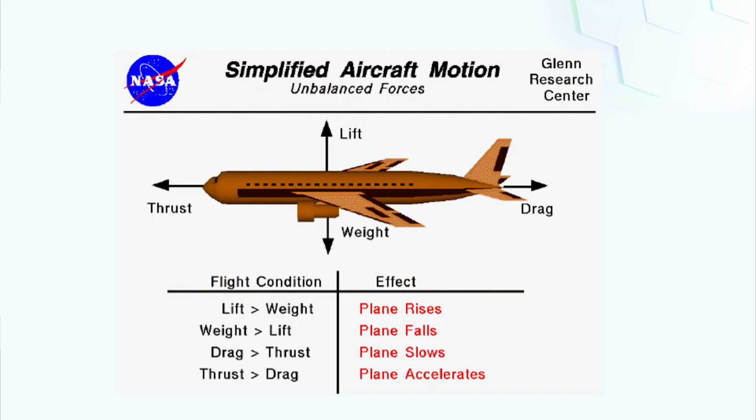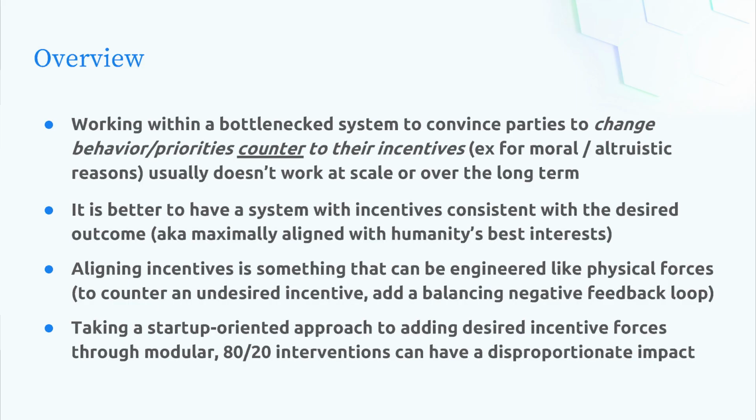A good example of countering systems to make sure that you're balancing one set of forces with another set of forces happens all the time in engineering. And so taking a startup approach to creating and engineering these incentives can be very high leverage. You can use an 80-20 approach, getting 80% of the benefit for 20% of the work.